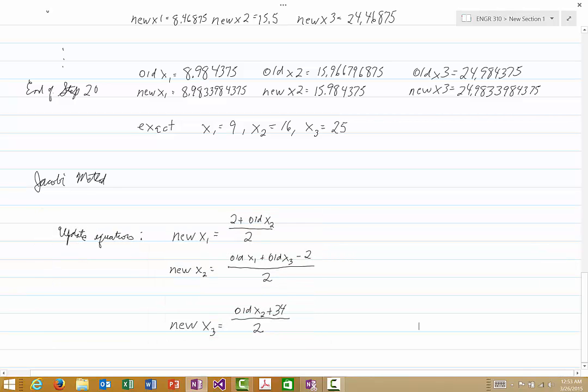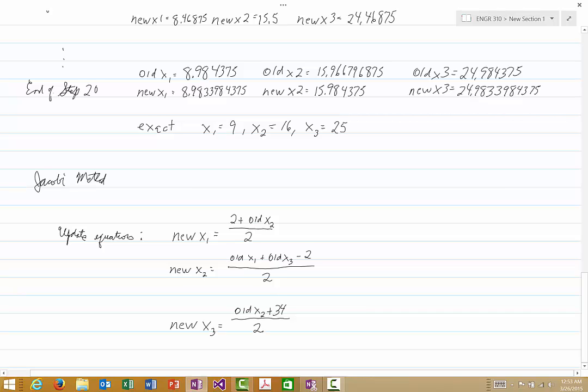Okay, so there are the update equations that we had before in the Gauss Seidel method. And if you look very closely at this, you might begin to have a question. And the question goes like this. Okay, we first calculate new x1 using the old value of x2. Then we calculate new x2.